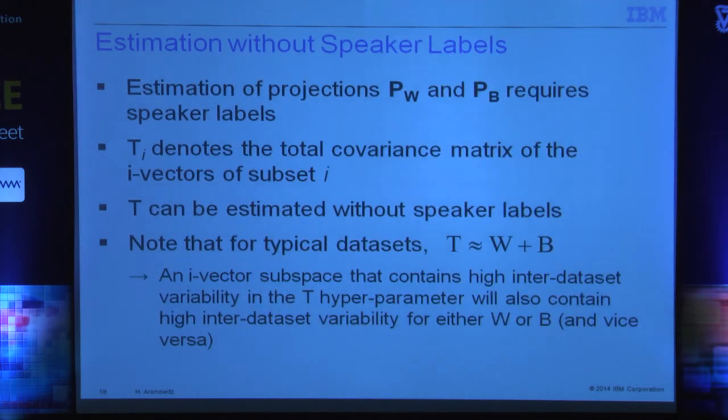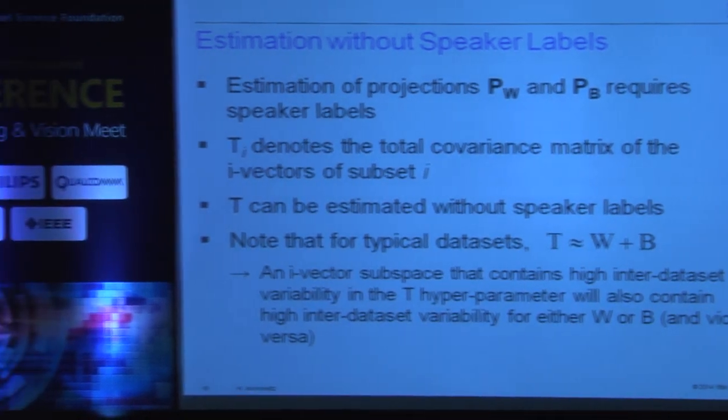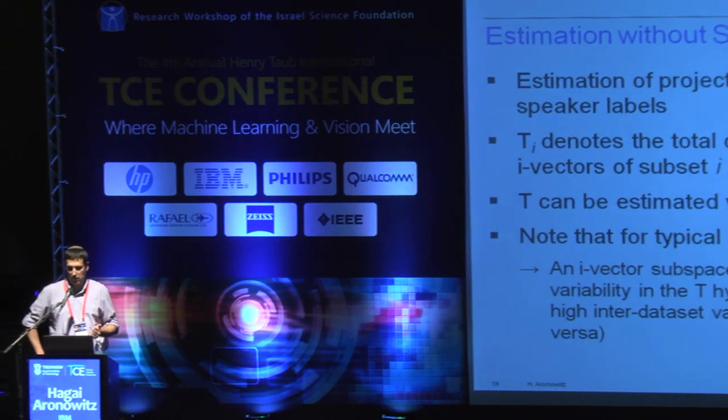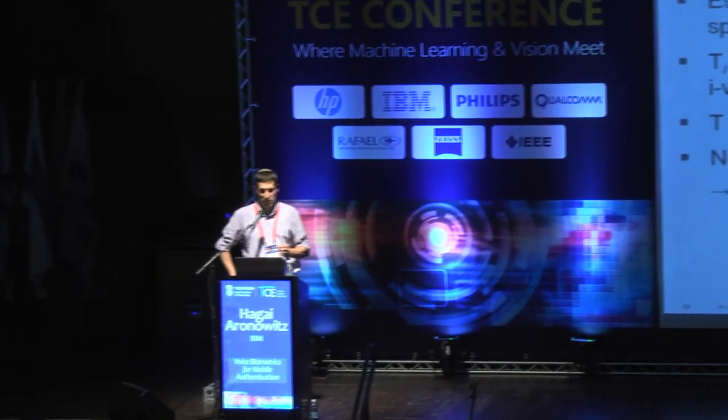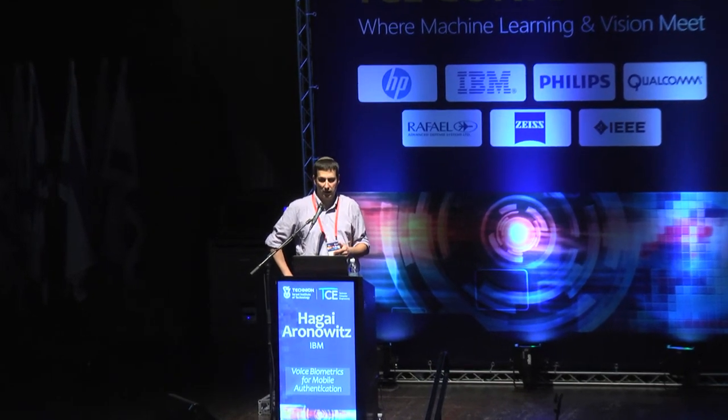Now the question is, how can we estimate this if we don't have speaker labels? In practice, many times our development data is actually homogeneous and we cannot find a partition of the development data. So we can try to find other sources of data that will represent some mismatch. The problem is that many times these sources of data are not labeled according to speakers. So we have a bit of a problem. The way we cope with this problem is as follows. It's very easy to compute the mean i-vector for each subset, and we don't need speaker labels for that. What we do need speaker labels for is computing W and B.